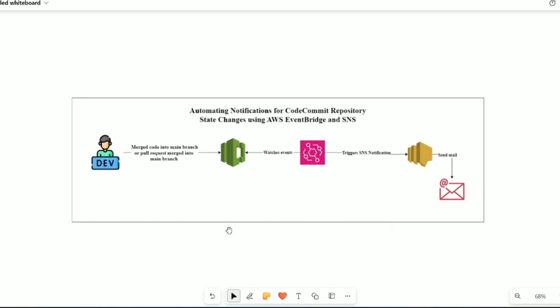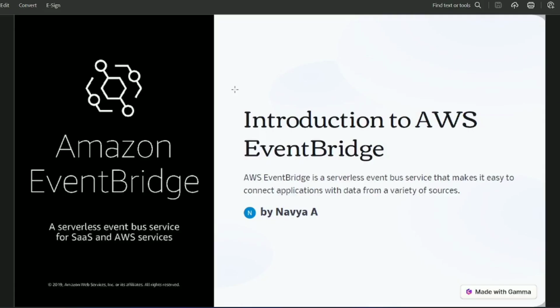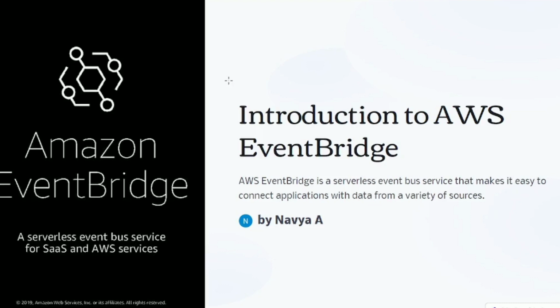Before going into the demo section, we need to know what EventBridge is, what the features of EventBridge are, and about CodeCommit events. EventBridge is a serverless event bus service that makes it easy to connect applications with data from a variety of sources. There are a lot of sources, like applications and AWS services. EventBridge makes event buses that capture the events from all of these services and applications, and it sends the trigger to the targets accordingly.